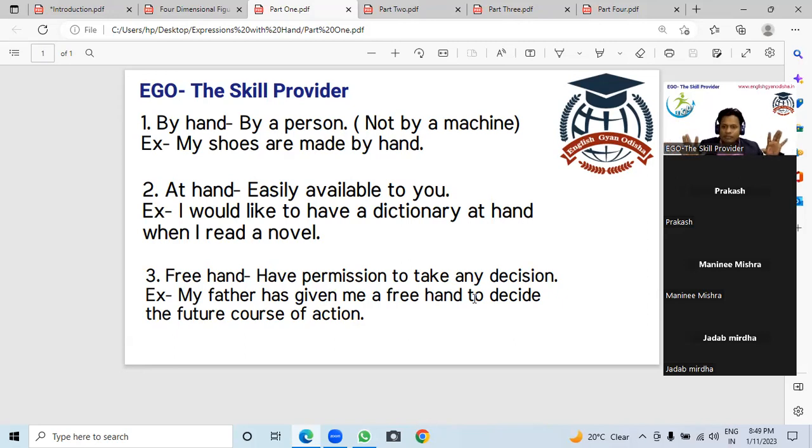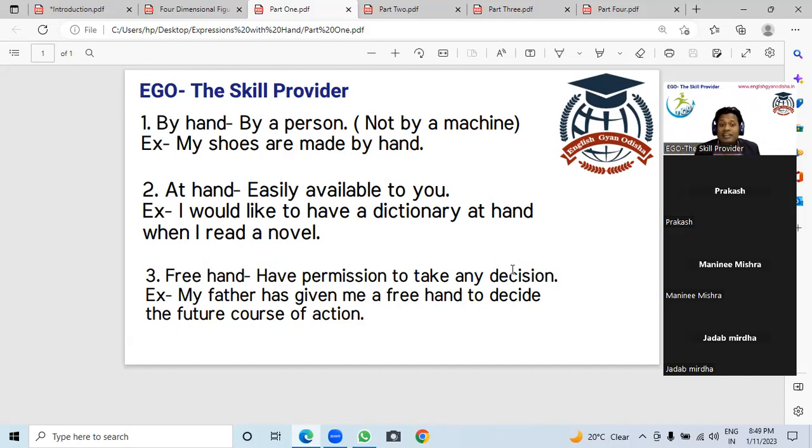Suppose right now I'm sitting in front of you, my camera is on, my laptop is on, my keyboard is on, and my mouse is on. Everything is at hand. At hand means very easily available. If I need some action, I can do that. So that is called at hand.